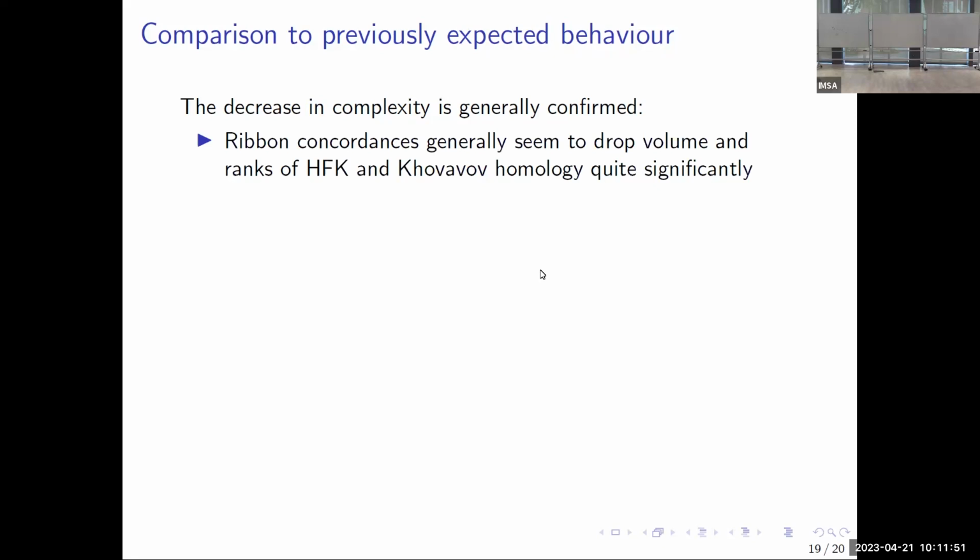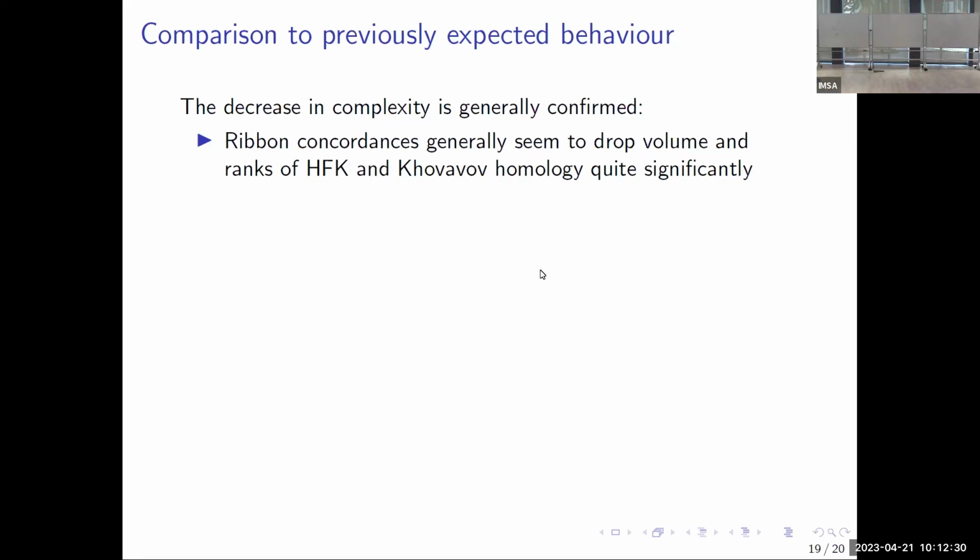So ribbon concordances generally dropped volume by a lot. They also dropped the ranks of the homologies that we tested, like Khovanov homology and HFK and whatnot, pretty significantly. We didn't really find any where they were the same. So at least in our sample, it seems that ribbon concordances do lead to much simpler knots.